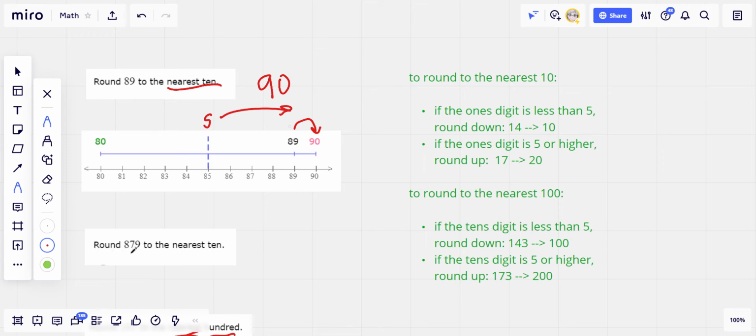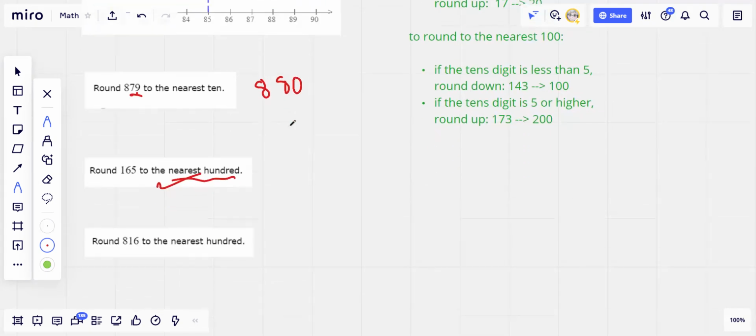This one says round 879 to the nearest 10. Now don't let that hundreds place throw you off. That's going to come along for the ride. We're definitely going to have the 800 part, but it's 79 that we need to round to the nearest 10. And just like 89, this ones digit is greater than 5, so it's going to round up to 80. So 879 rounded to the nearest 10 is 880.